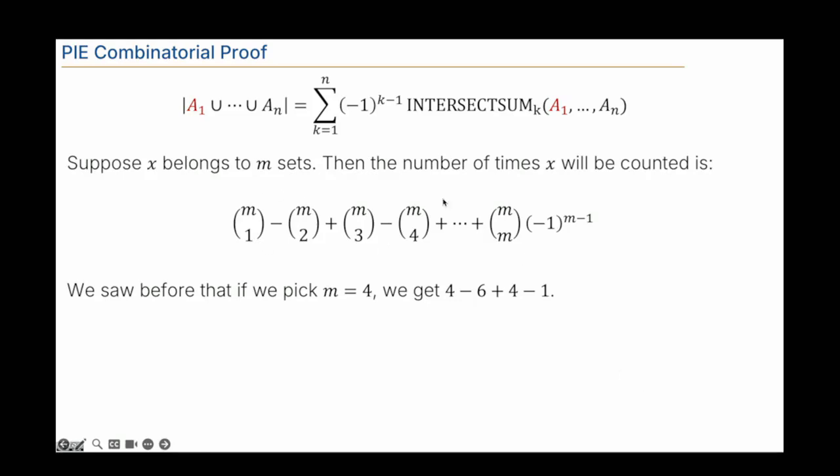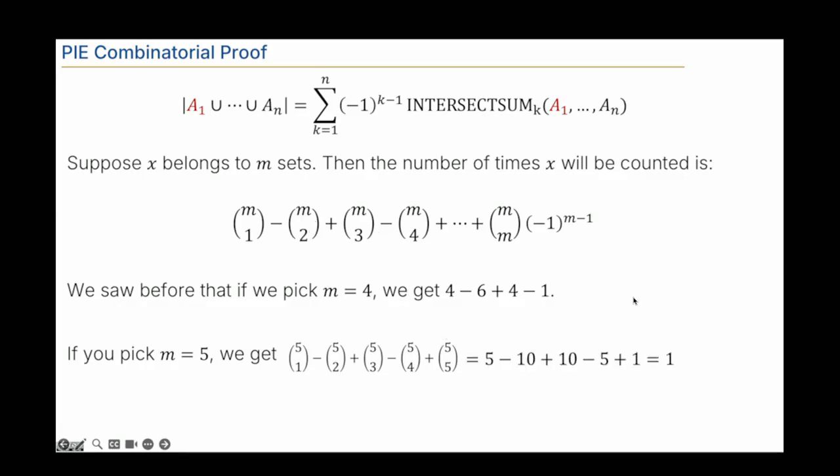Okay? So we could just generalize this pattern, and I'm going to say, okay, the number of times that an item gets counted if it belongs to m sets will just be the same thing. Like if you pick m equals 5 and you repeat the same exercise, you'd find it's m choose 1 minus m choose 2 plus m choose 3 minus m choose 4 plus m choose 5, and that will be the number of times it gets counted. Okay, so if we pick m equals 4, we got 1. If we were to choose m equals 5, the number of times it gets counted would be 5 choose 1 minus 5 choose 2 plus 5 choose 3 and so forth, and that also turns out to be 1. Okay, so this is a proof that an item that belongs to exactly 5 of the sets also gets counted once.